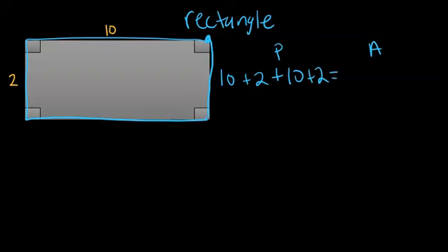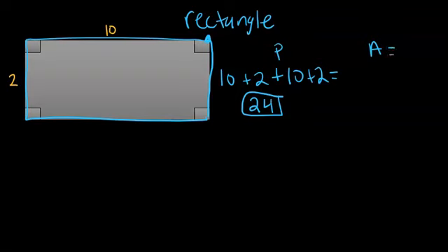Right? So what does that give me? 24. 24 inches or feet. We can call it feet if you don't want to be an ant anymore. So it's 24 on the outside. What about the area? What's the area?